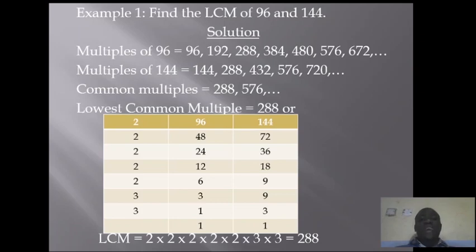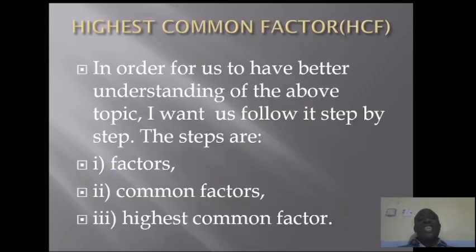So you list out those numbers in the product of the prime factors. So 2 times 2 times 2 times 2 times 2 times 3 times 3. We multiply them, then we now have 288. So 288 is now the LCM of 96 and 144.